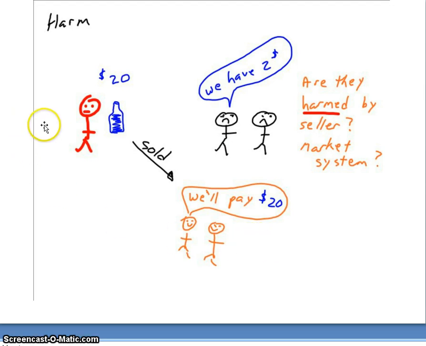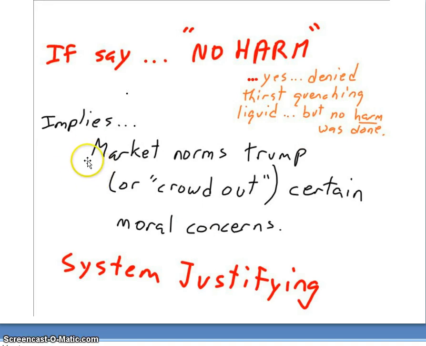Okay, so you can see then how there might be disagreement about this situation. But one of the defenses for the seller, for those who would say there's no harm here, is the idea that this is acceptable business practice in market transactions in general. And if you think like that, then we're going to say that you're taking a position that market norms are trumping or crowding out certain moral concerns, like the thirst of the other two individuals. That type of argument, we're going to call it system justifying.